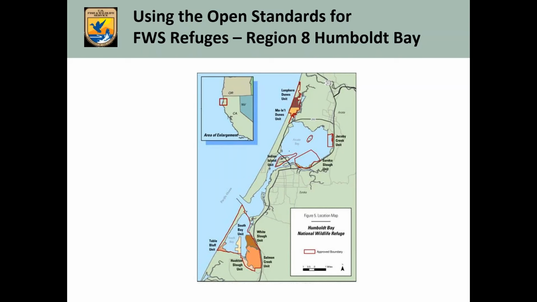People, for example, have used it to manage a particular refuge. This is Fish and Wildlife Service work in Region 8. Similar work is going on in other parts of the country as well. But they're basically taking this refuge, these lands, they're coming up with an open standards plan to manage these different units and these different types of systems within this overall area.